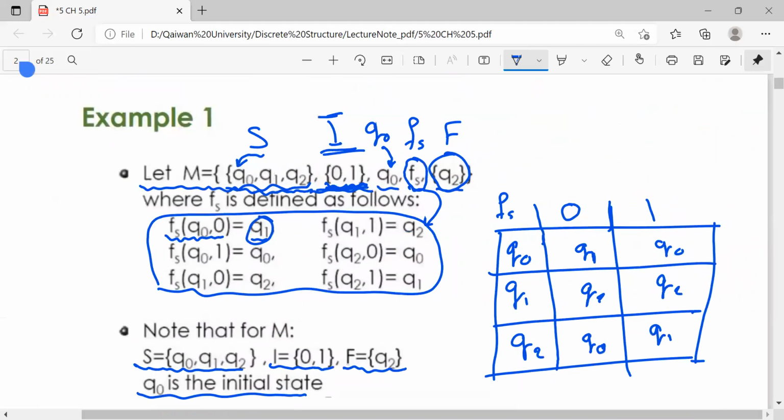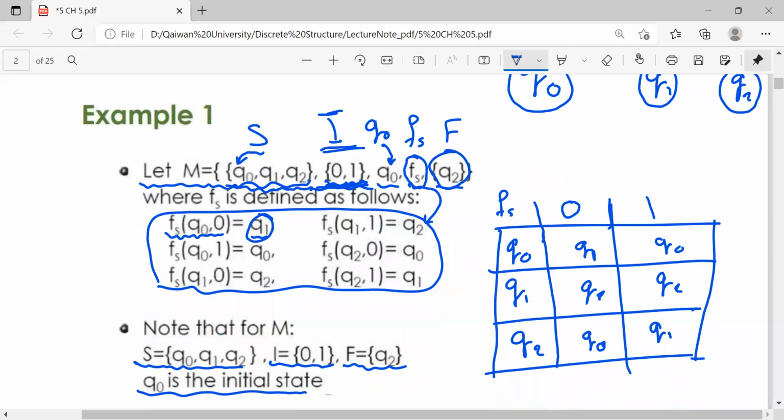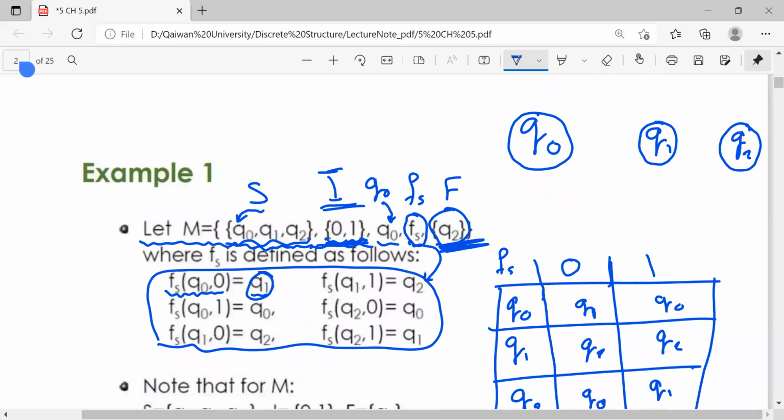And now, for drawing the transition graph. We have three states, which are Q0, the initial one, Q1, and then Q2. Q2 is the final state. It's given that it's the final state. For all the final states, we must have two circles. Here, the initial state is Q0, and the final state is Q2.